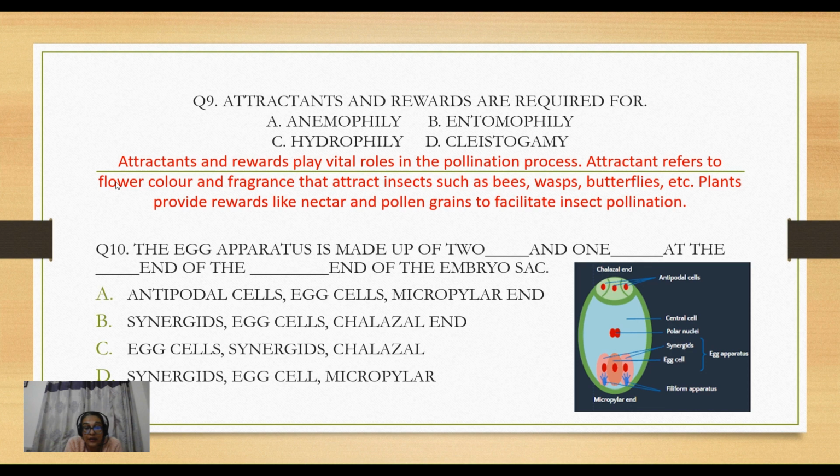Last question: the egg apparatus is made up of two dash and one dash at the dash end of the embryo sac. Now we know, as you can see in the diagram also, the egg apparatus is made up of two synergid cells and one egg cell, and it is located towards the micropylar end of the embryo sac. So here the correct option will be synergids, egg cell, micropylar end. So option D is correct.